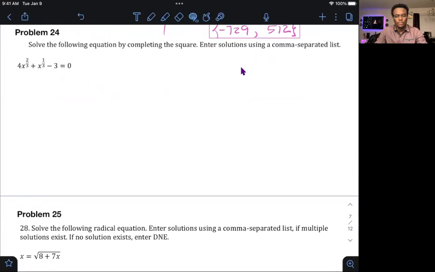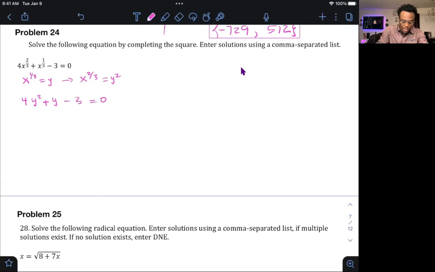Okay. Next, we will do the same thing. Let's call x to the 1/3 power equals y. So that means x to the 2/3 equals y squared. So that's 4y squared plus y minus 3 equals 0.